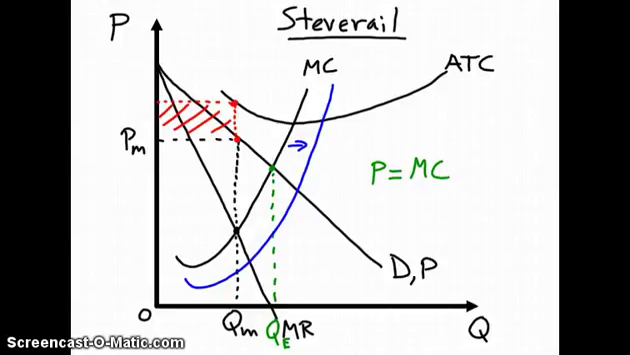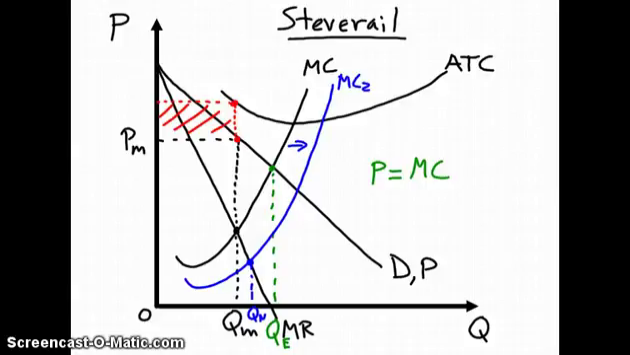And as you can see, if it shifted to the right, this new quantity would indeed be larger. The new place where marginal cost is equal to marginal revenue has gone from QM to QN, so there has been an increase as a result of that per unit subsidy.